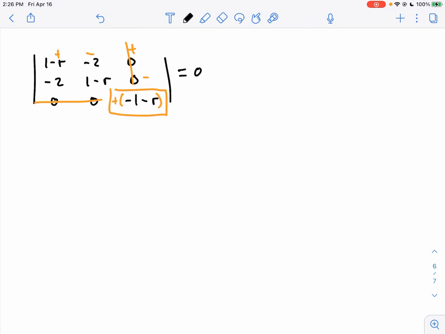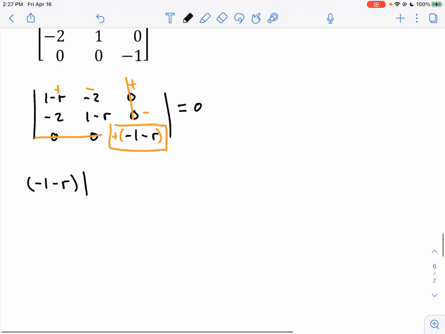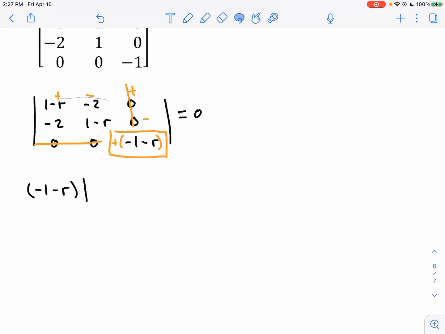So we have a positive negative 1 minus r, so just a negative 1 minus r, times a 2 by 2 determinant of what is left in here, the black, not the orange. Don't change signs here. And so we have a 1 minus r, a negative 2, and a 1 minus r. And that's the only part we have to do on our cofactor expansion, because once again, those zeros will zero out. If these were non-zero, then you would have a few more terms that look similar to this that you would have to combine and simplify.